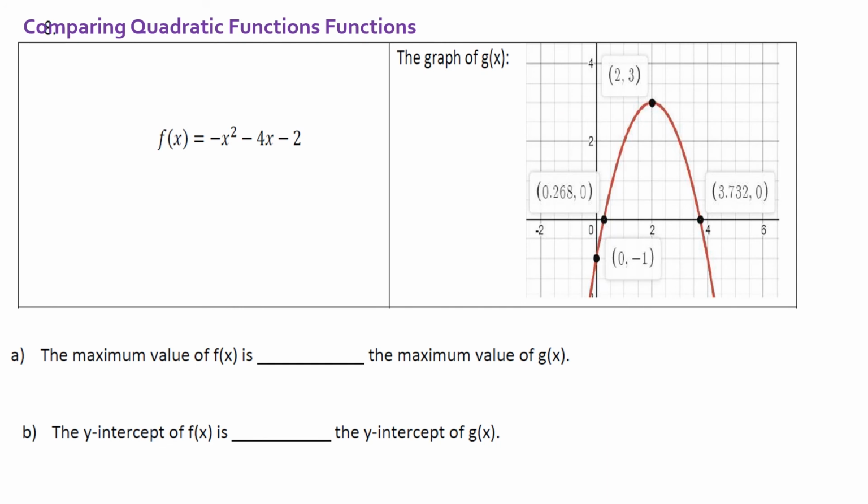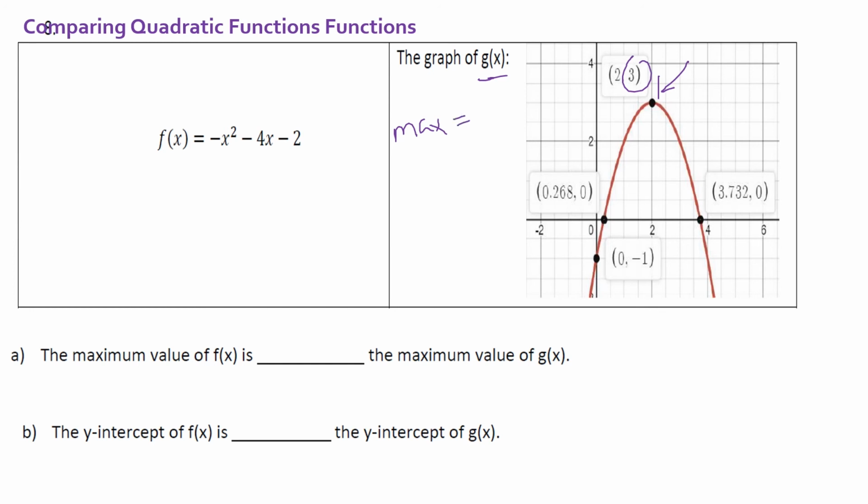Now we're taking a look at number 8, comparing quadratic functions. And so we're given two types of functions here. We have an equation and a graph. So f of x is our equation, g of x is the graph. So part A, it says the maximum value of f of x is blank the maximum value of g of x. So we're looking for if it is smaller or larger. So our maximum value here for g of x is, our vertex is 2, 3, so our maximum value is 3 for this one, because we could just look at it and see the vertex.